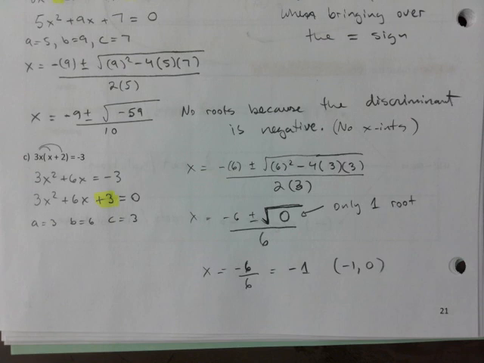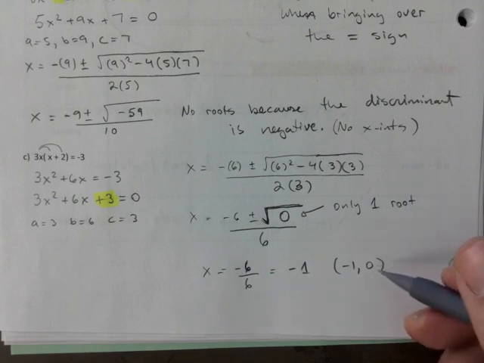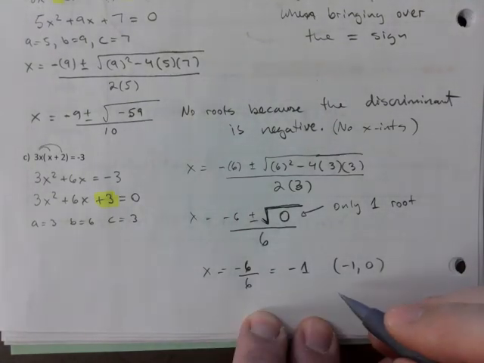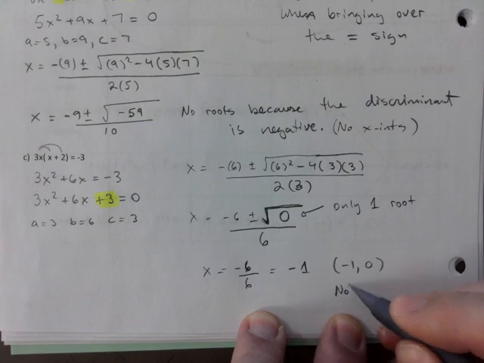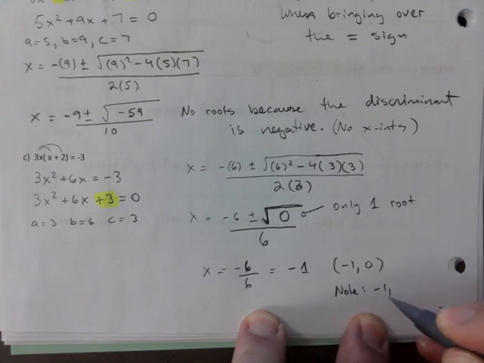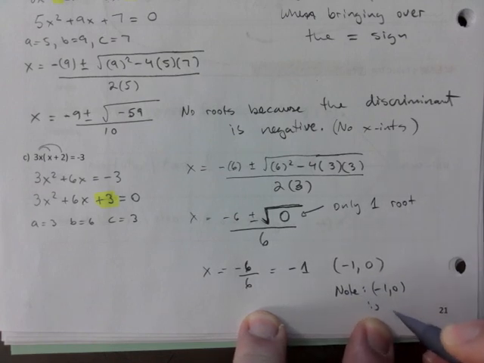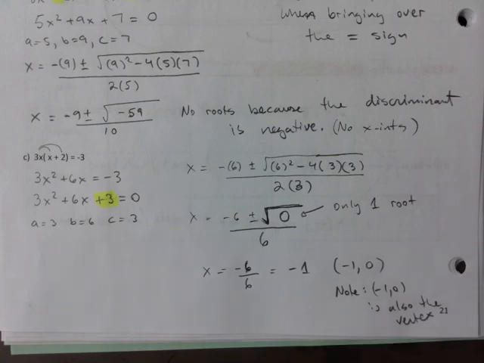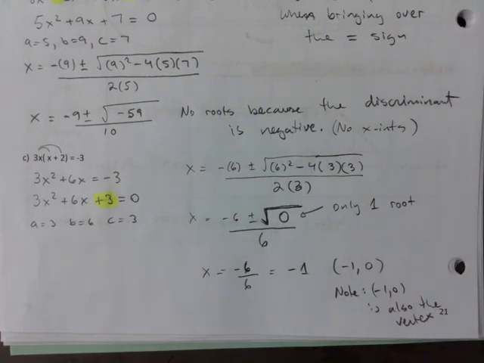And what does this tell us? If there's only one x-intercept, this is also our vertex. Right? When the vertex sits right on the x-axis, you only have one x-intercept, which is also the vertex. Note, -1, 0 is also the vertex. Okay.